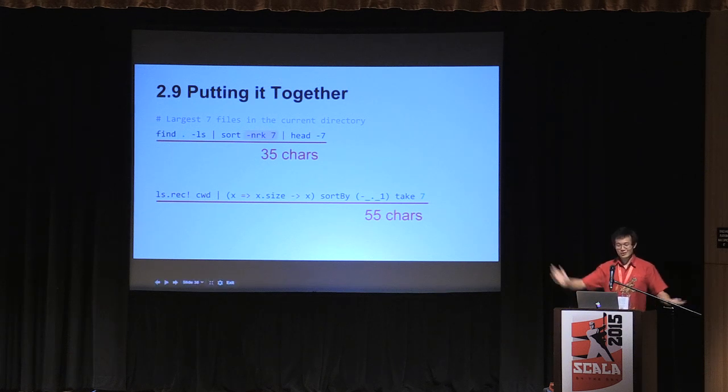So who here knows what -nrk7 does? 2 people, great. 3 people, 4 people. Okay, so who here knows what sort by does and take? So you're paying about 50% verbosity in exchange for a 75x increase in people who can understand your code, which arguably is an acceptable trade-off.